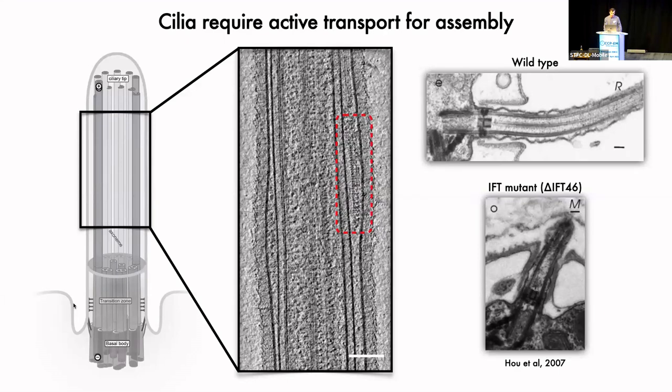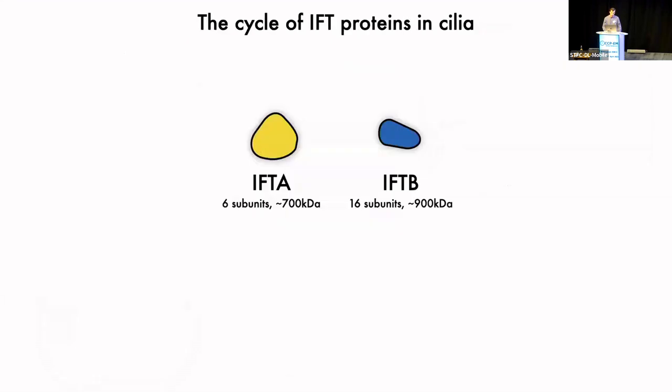So what do we know about these IFT trains? We know that they consist of polymers of the IFT-A and IFT-B protein complexes. And together, these complexes are made up of 22 different subunits.